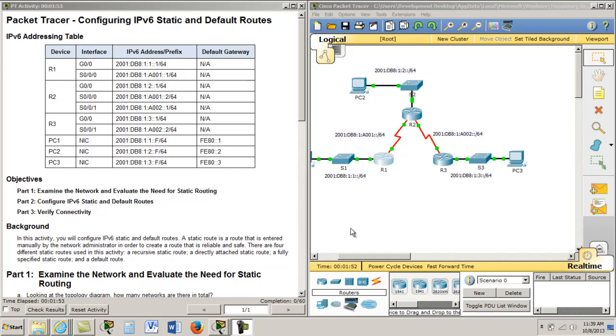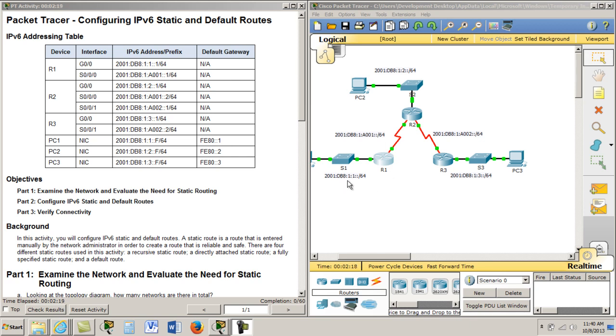Okay, in this activity, we're setting up default static routes and network static routes from R1, R2, and R3 to each other's unknown networks. So, using IPv6.